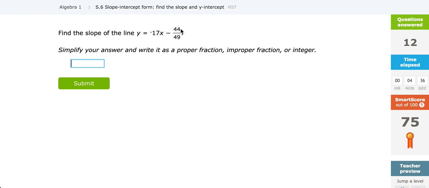If you are missing the y-intercept, so if there's no number after the x, keep in mind that that does imply that the y-intercept is 0 because nothing is being added on. Okay, that should be enough to get you through this topic.